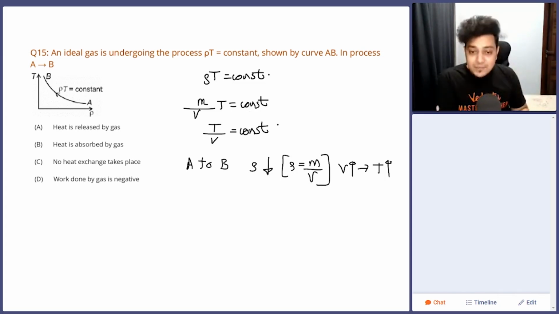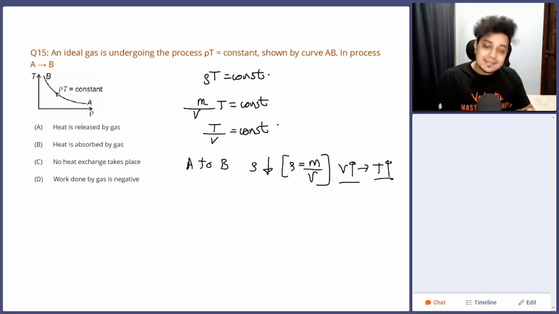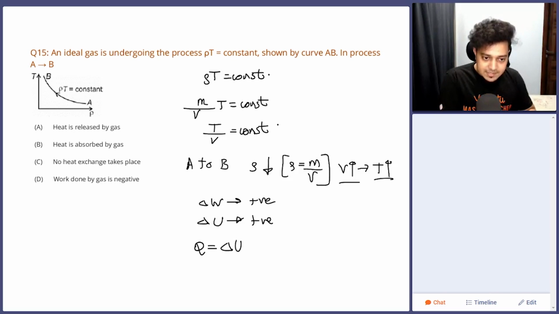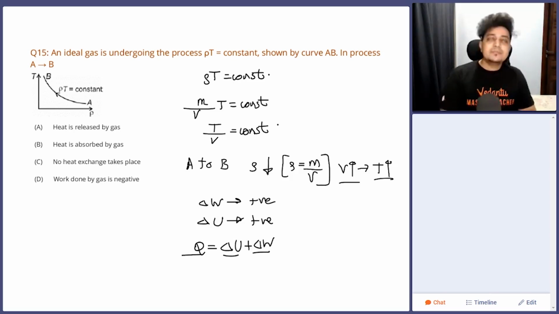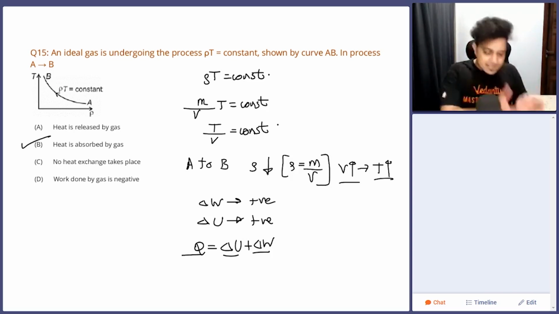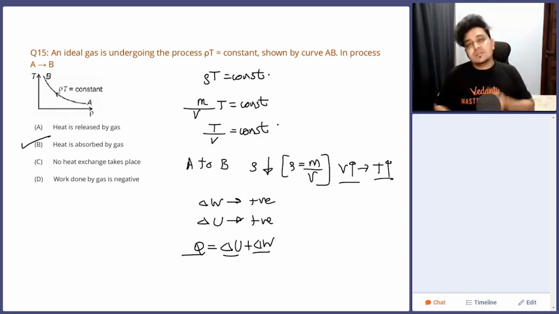Now notice that volume increasing, temperature increasing. Volume increasing means delta W will be positive. Temperature also increasing means delta U will be positive. If I use the first law, then Q, heat supplied, will be equal to delta U plus delta W. If this is positive and this is positive, Q is also positive. So heat is absorbed by the gas, and it is used for both purposes, to do work and to increase internal energy.